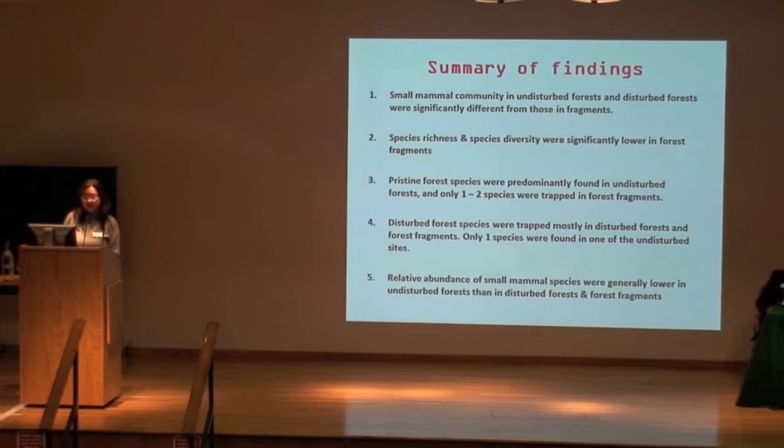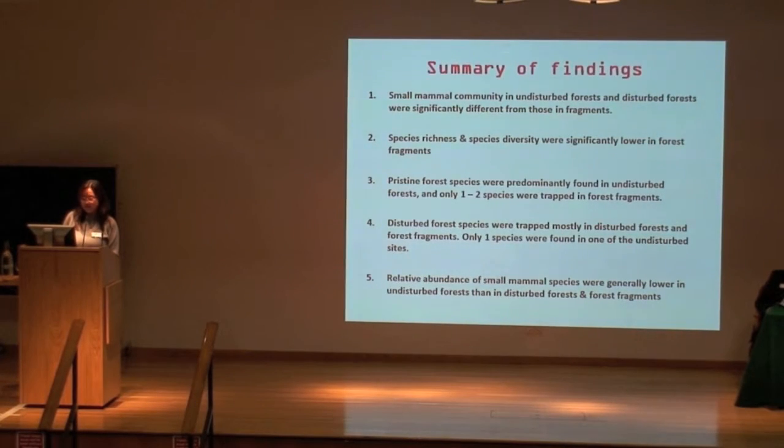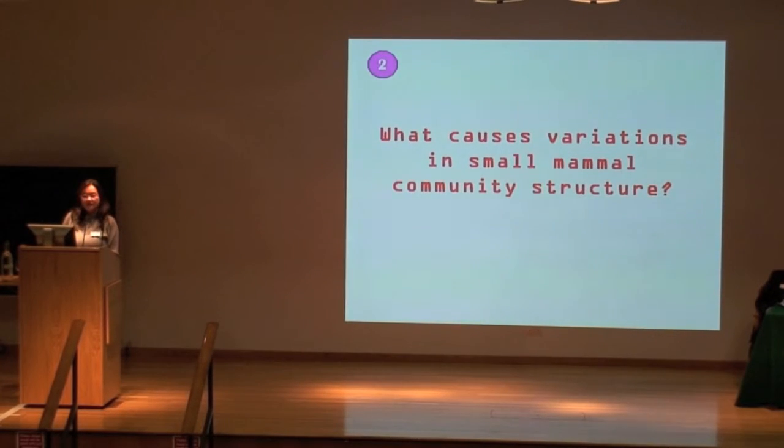So the summary of my finding on the first part is the small mammal communities in undisturbed and disturbed forests are significantly different from those in fragments. And the pristine forest species are mainly found in undisturbed forests, whereas disturbed forest species are mainly found in disturbed forests and forest fragments.